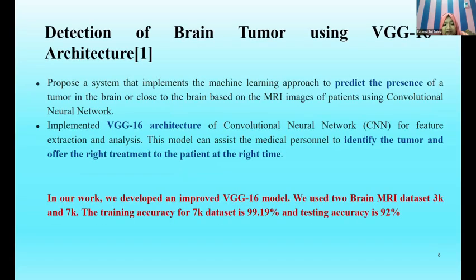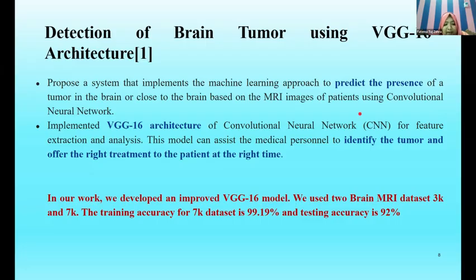So here are some related works that we have taken as references for this paper. Detection of brain tumor using VGG16. The purpose is a system that implements a machine learning approach to predict tumor, and VGG architectures of convolutional neural network to extract the analysis. This paper identifies the right treatment for the patient at the right time.